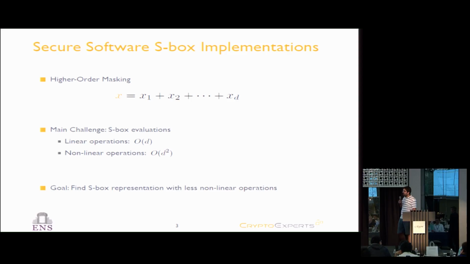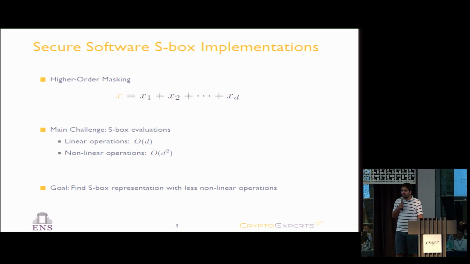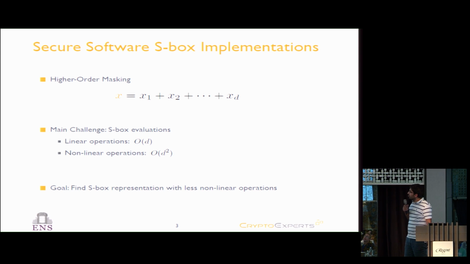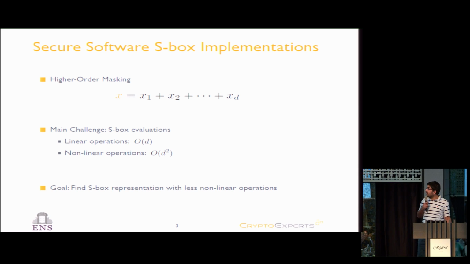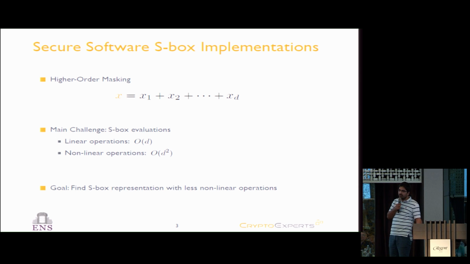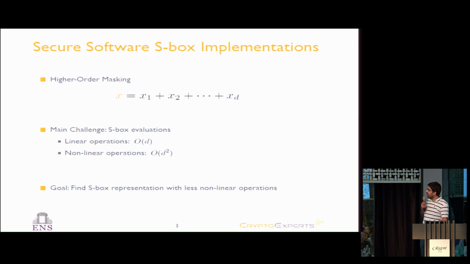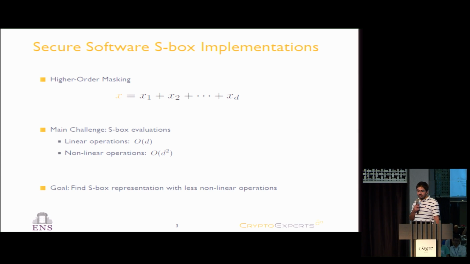In this work, we are in a context where we want to securely implement in software a block cipher protected against side-channel attacks. For this purpose, we use a common countermeasure, which is higher-order masking, where you split every sensitive variable x in the cryptographic computation into d random values, such that the sum of all these values is equal to the sensitive variable. This is a sound countermeasure since it has been formally proved that the more the masking order d grows, the more exponentially difficult it is for the attacker to recover any information about x.